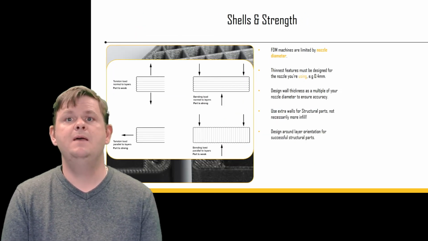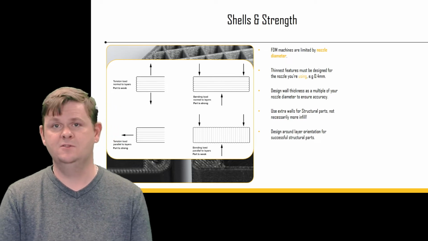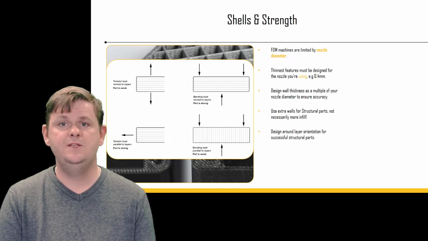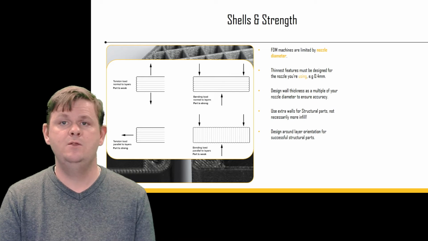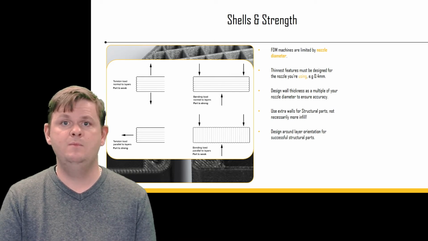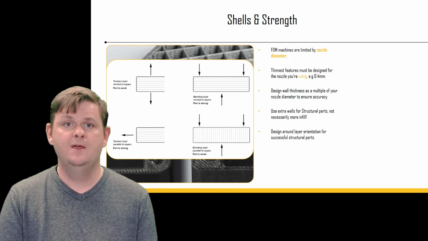When printing using FDM, it is worth knowing that we are limited by the nozzle diameter. Thinnest features must be designed for the nozzle you are using, so if you have a 0.4mm nozzle, then 0.4mm will be the thinnest you can go. Design wall thicknesses in multiples of your nozzle diameter to ensure accuracy.